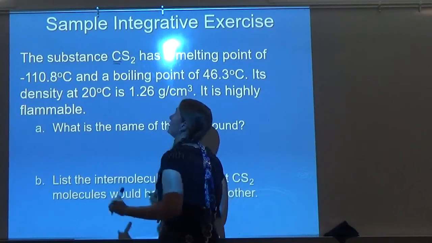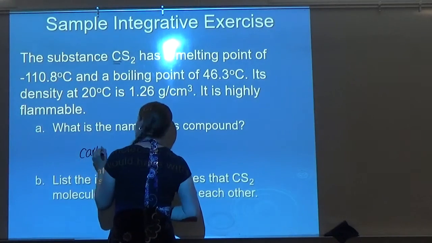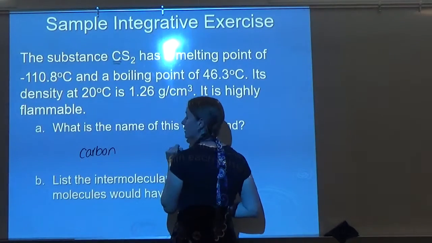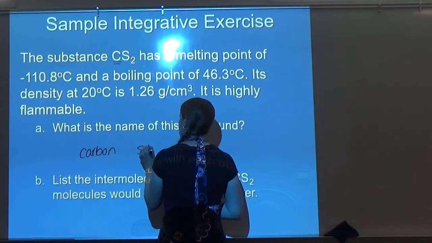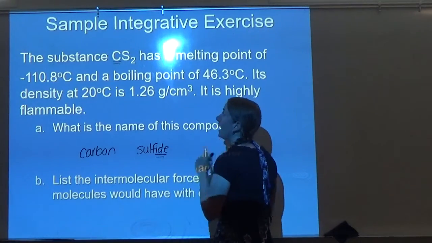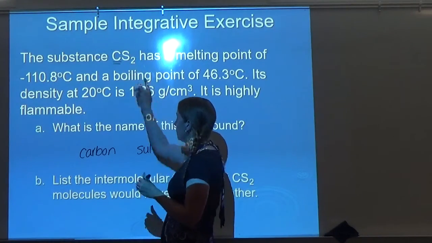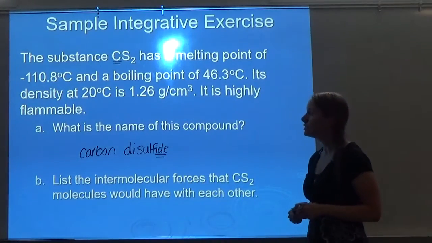That means I'm going to use prefixes in my naming. So C is carbon. I don't use a prefix if the first element only has 1, so I'm not going to call it monocarbon. And sulfur becomes sulfide. Remember, we add -ide to the second element. And it has a subscript of 2, so I need the prefix di. So it would be carbon disulfide.